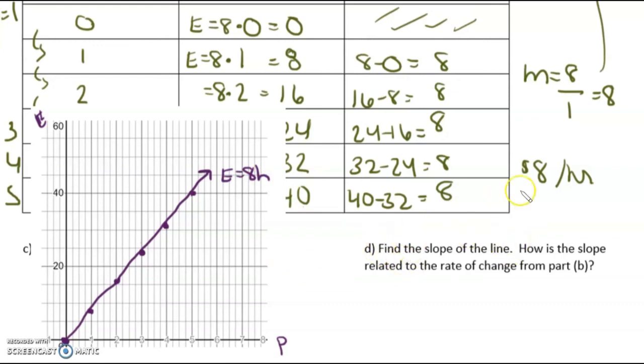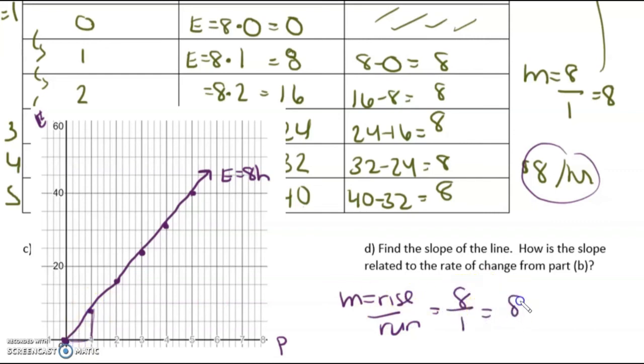Okay, now find the slope of the line. We kind of did that already, right? We did the rate of change in the y's and then the x's. So we can say rise over run, right? The rise was 8 and the run was 1. 8 over 1, which is 8. And how is the slope related to the rate of change from part B? This is directly delta y. It's technically the change in y over the change in x, but we know that the change in x is just 1, so we can leave that out. So it's just delta y.